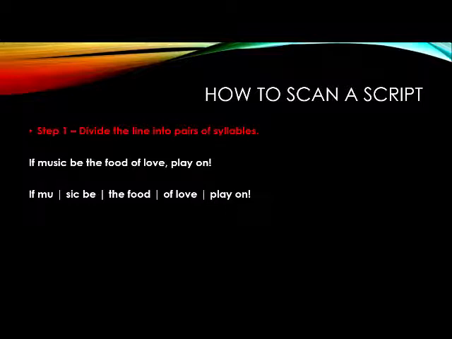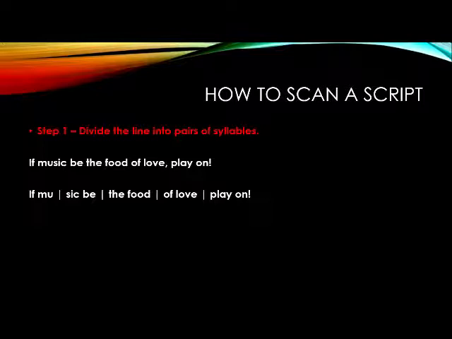So officially, here's the process of how you scan a script. We're going to take a line like, "If music be the food of love, play on." And the first thing we're going to do is chop it up. I like to use big, bold lines right through the middle of the text to chop up where my syllables are going to go. If mu, there are my first two syllables. Next two, zick be, big, bold line. The food, big, bold line. Of love, big, bold line.